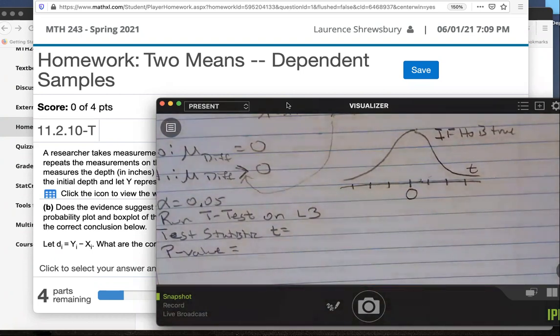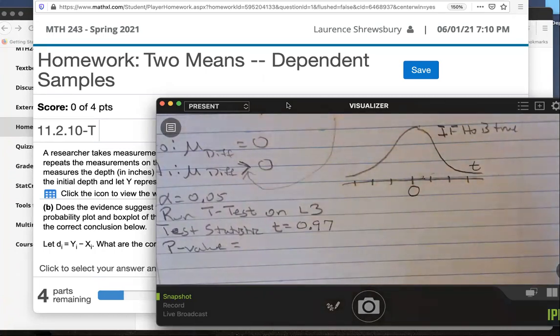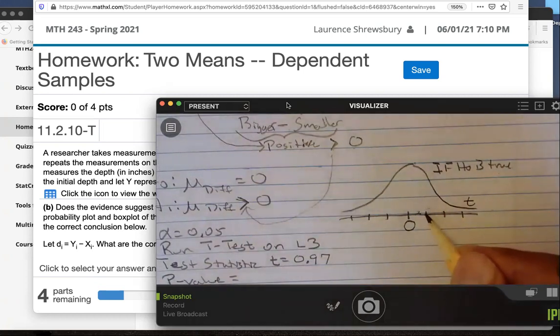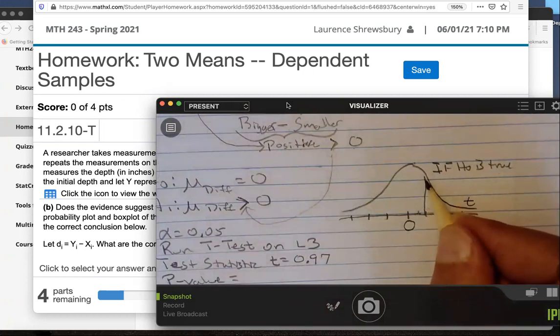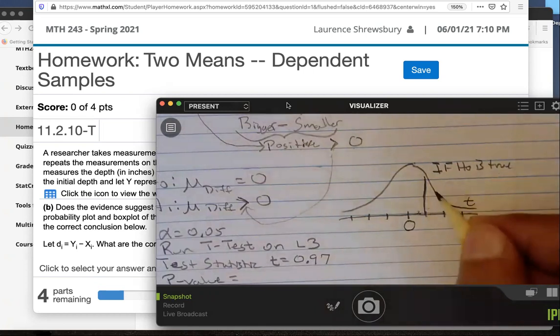And our test statistic was 0.97. What does that mean? 97%? No, that's not a percentage. That's like a z-score. That's just under one standard error away. Is that unusual to be one standard error away? Heck no, it isn't. Look how big that area is. That's a kind of a big probability to only be that far away or farther.